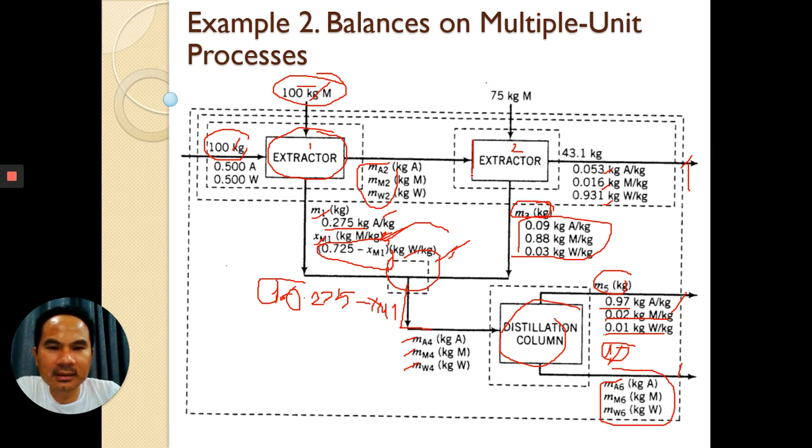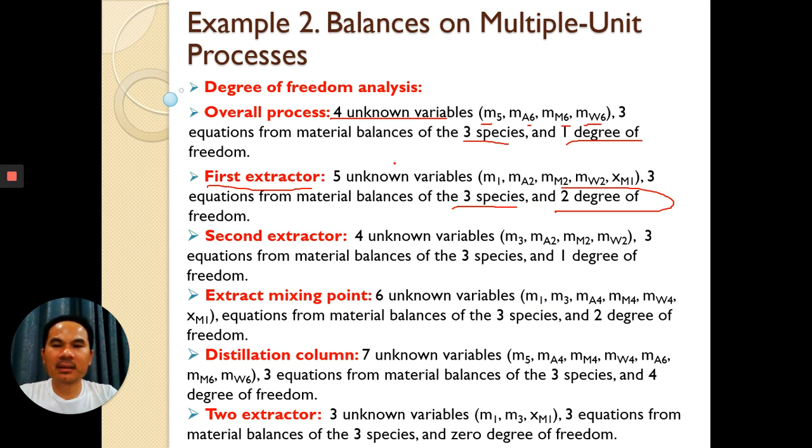For the second extractor, we also have two feeds. From the stream, we have unknowns MA1, MA2, MM2, MW2, 3 unknowns, and the other value is known. M3 is known. We have 2 outputs and 2 feeds, with 3 unknowns from the feed and 1 unknown from the output. So 4 unknowns and 3 independent equations gives 1 degree of freedom. You cannot solve the second extractor, the first extractor, or the overall balance.